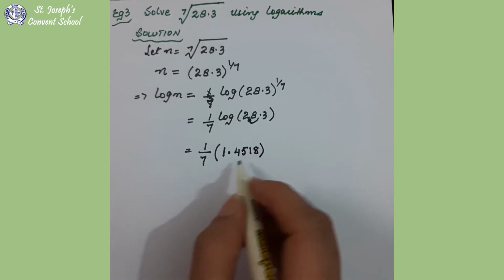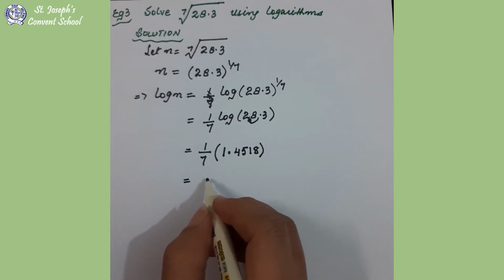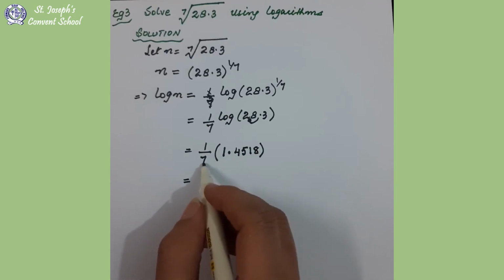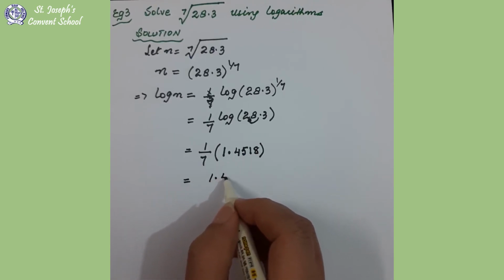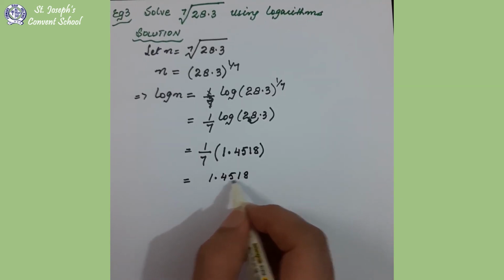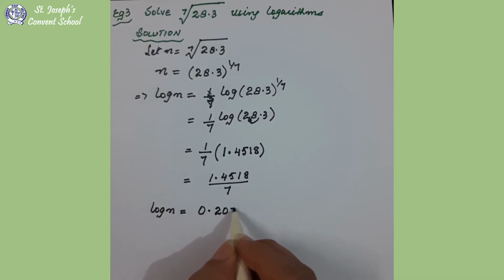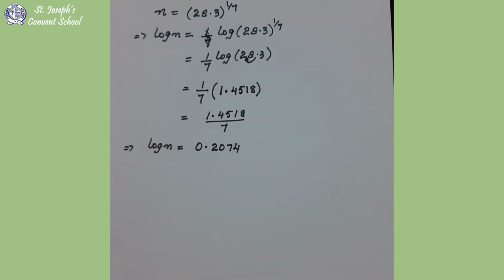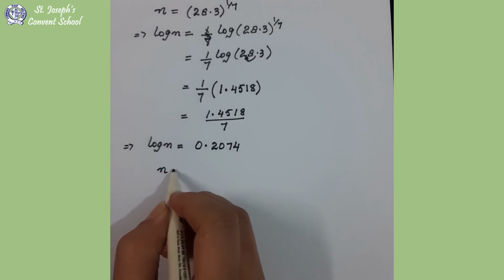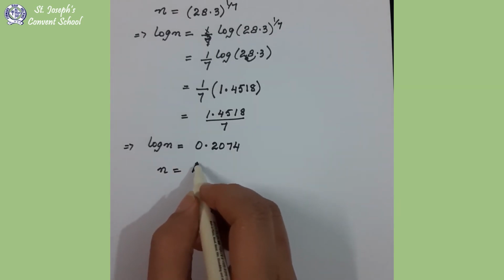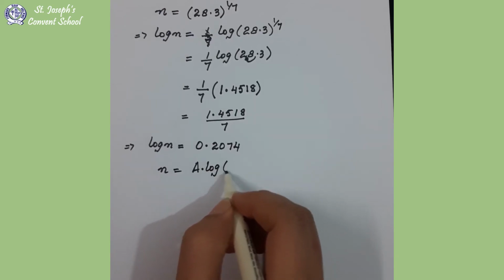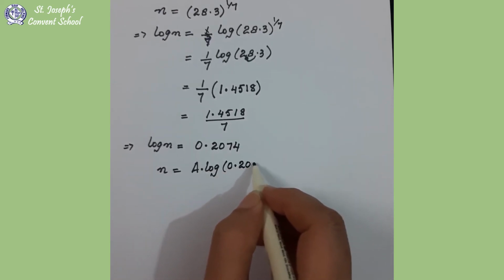4518. Now in this case 1 upon 7 into this means you will divide this number by 7. Okay, so it means 1.4518 divided by 7. So divide this, log of n equals to, after dividing you'll get 0.2074. This is log n. Okay, now the last step is to find the anti-log. So n equals to, log will shift this side, so it will change into anti-log of 0.2074.